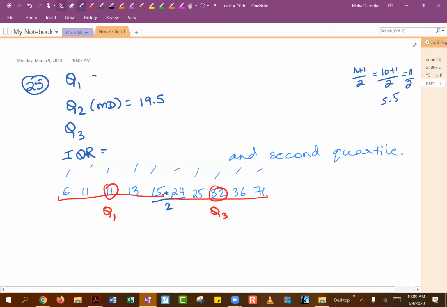So that's 11 and 32. So what's our interquartile range? 21. So it's really straightforward calculations, but you just have to be careful about that positioning. If you're 1 off, your numbers are going to be off, right? Did anybody have questions on that one? Yeah? Are we okay?